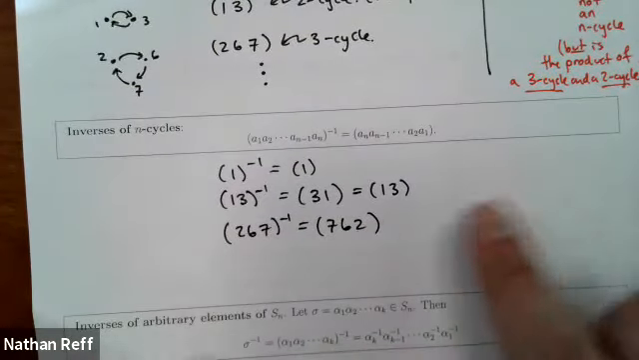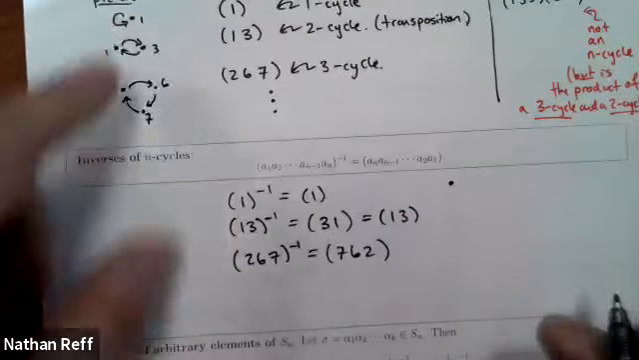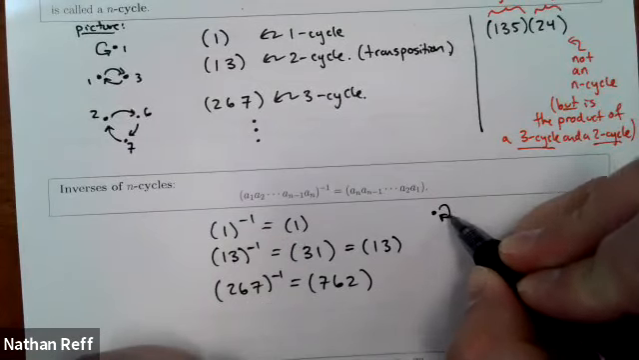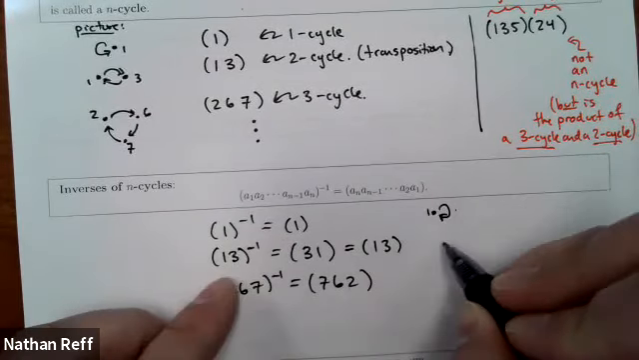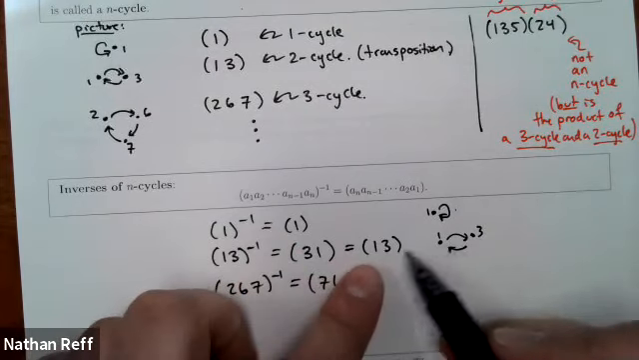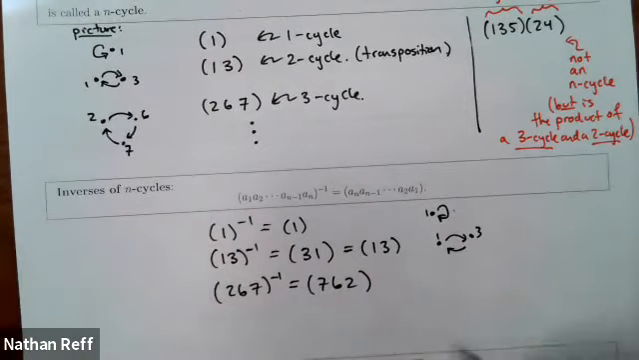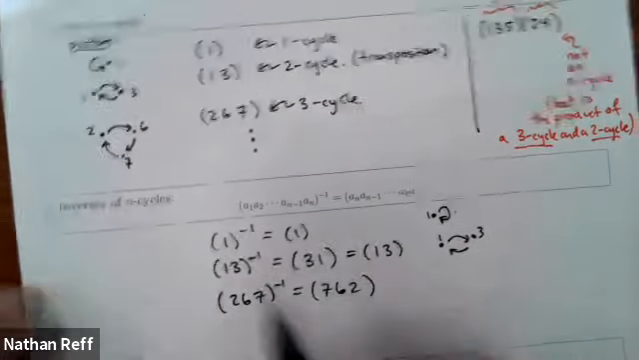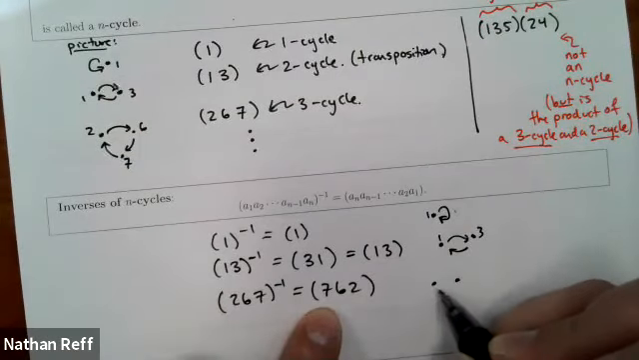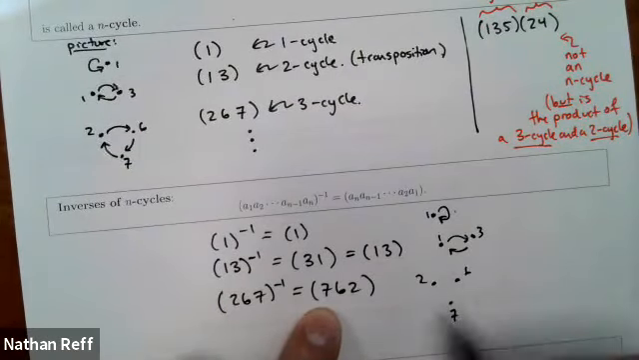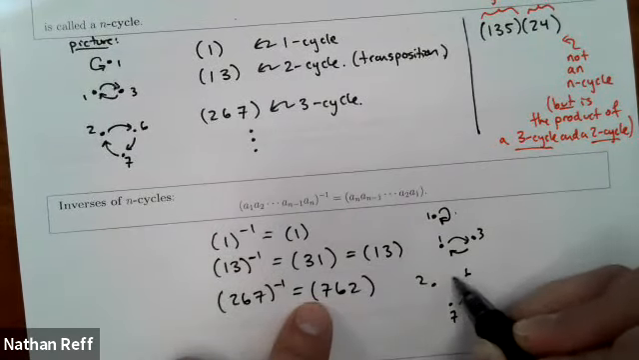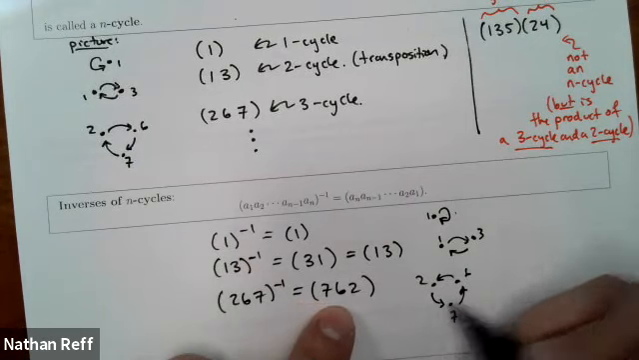If you draw the visuals over here, you see this one was 1 goes to 1. Well, the inverse should also go 1 goes to 1. If you had 1 goes to 3, then the inverse should also be 1 goes to 3 and 3 goes to 1. The inverse of 2 goes to 6 goes to 7 goes to 2 should have the arrows going the other way: 7 goes to 6, goes to 2, goes to 7.